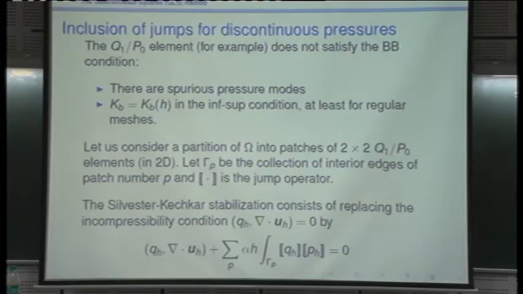Okay. So there was a paper by Silvester and Kechkar who showed that the Q1P0 element can be made stable if, to the Galerkin continuity equation, you add the sum over all the patches of the integral of the jump of the pressure test function times the jump of the pressure, multiplied by a parameter alpha multiplied by h, the element size. That method happens to be stable. This is an old paper, from the beginning of the 90s, I would say, by Silvester and Kechkar.